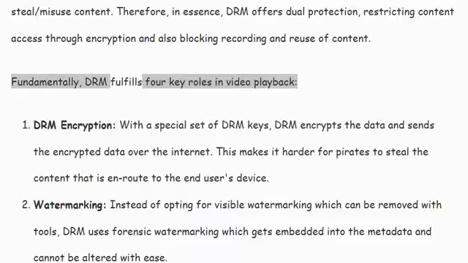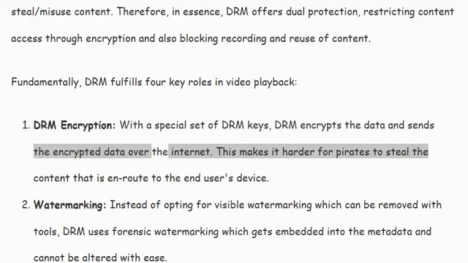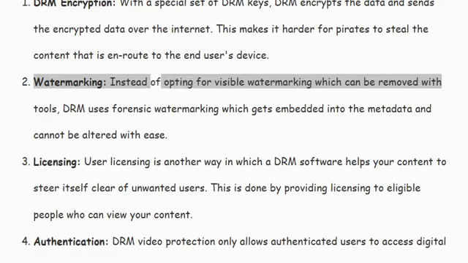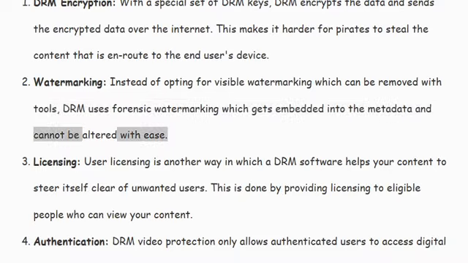Fundamentally, DRM fulfills four key roles in video playback. DRM encryption. With a special set of DRM keys, DRM encrypts the data and sends the encrypted data over the internet. This makes it harder for pirates to steal the content that is en route to the end user's device. Watermarking. Instead of opting for visible watermarking, which can be removed with tools, DRM uses forensic watermarking, which gets embedded into the metadata and cannot be altered with ease.